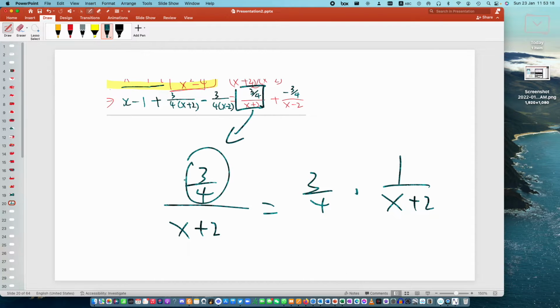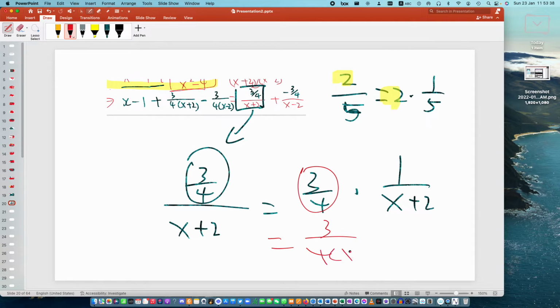Why these times? You don't understand? So basically, if you have 2 over 5, 2 over 5 means 2 times 1 over 5. So therefore I take it out, and I get 3 over 4 times 1 over x plus 2. That's what I get.